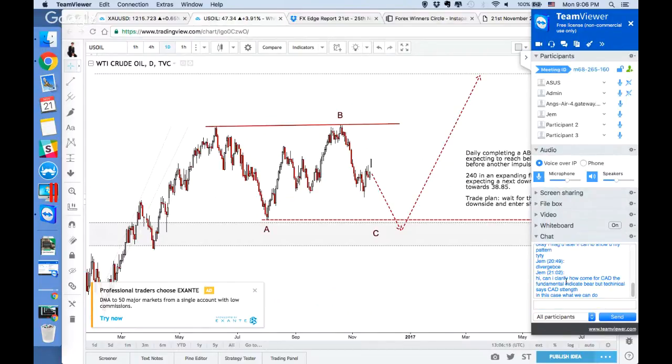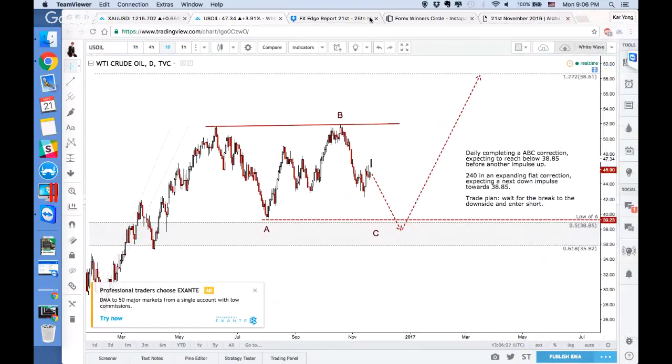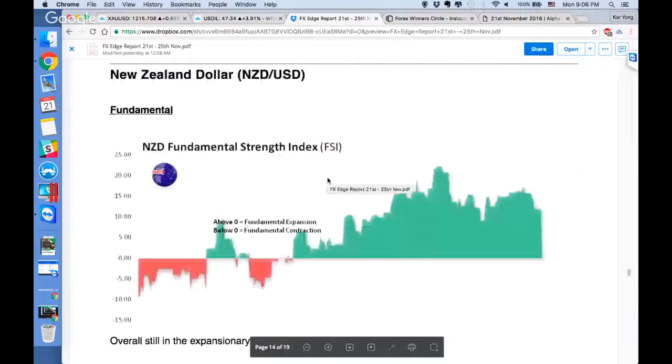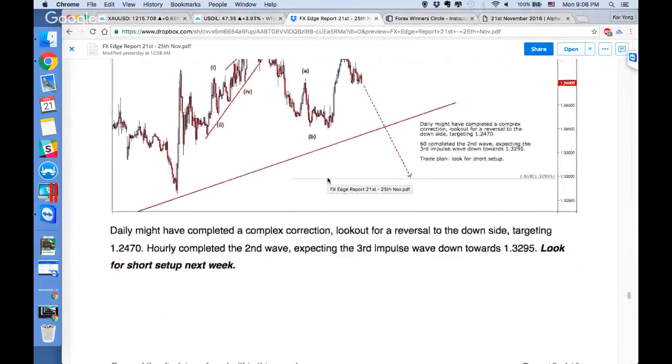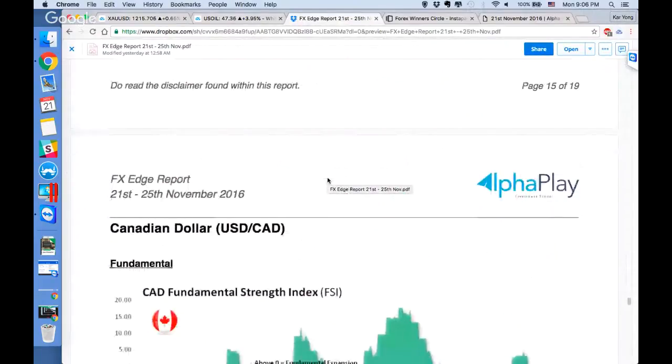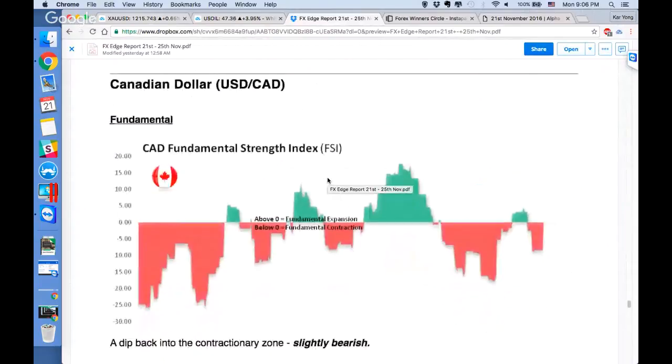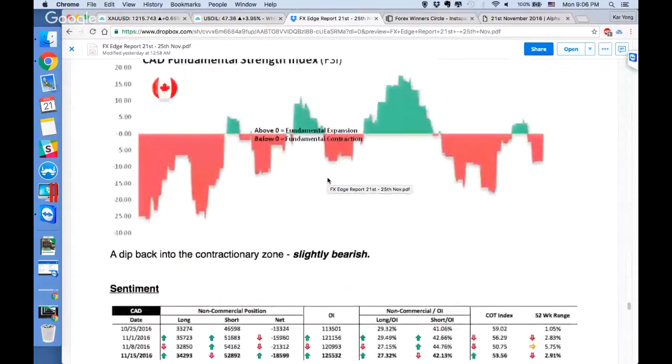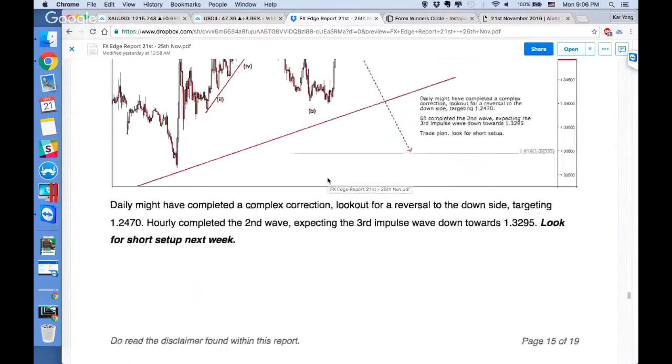For Canadian, fundamental indicates bear, but technical says strength. Let me walk you through. You look at this, Canadian.